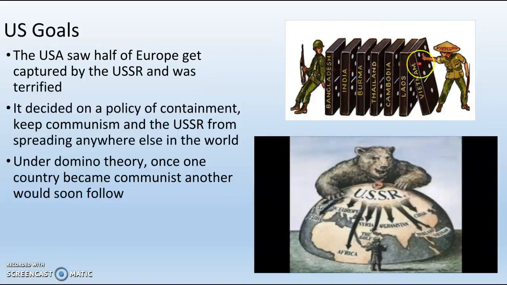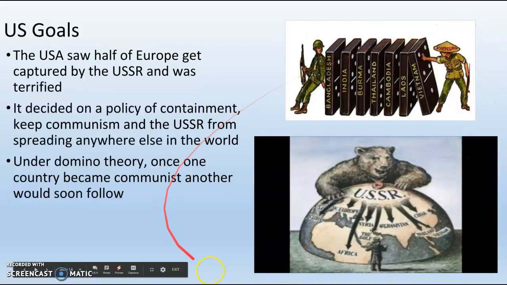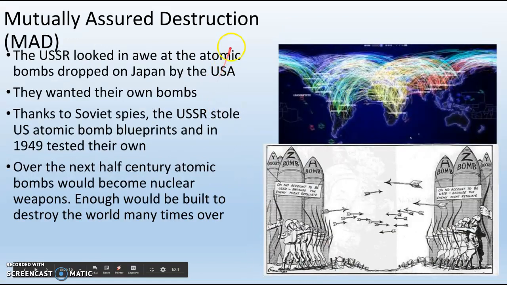And we've got the U.S. soldier, who is holding the dominoes up. He's keeping communism from spreading. And this is kind of the way the U.S. saw the Soviet Union during the Cold War. The bear represents the Soviet Union. We see the arrows reaching all across the world.